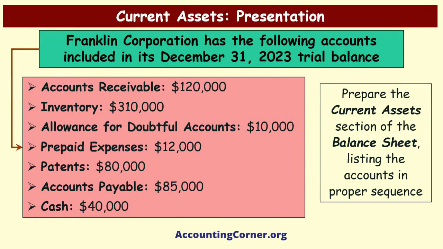In this practical problem, we will analyze Franklin Corporation and the data from its trial balance as of December 31, 2023. Here you see a list of items from the trial balance, indicating category and amount. Our task is to prepare the current assets section of the balance sheet, listing items in proper sequence.